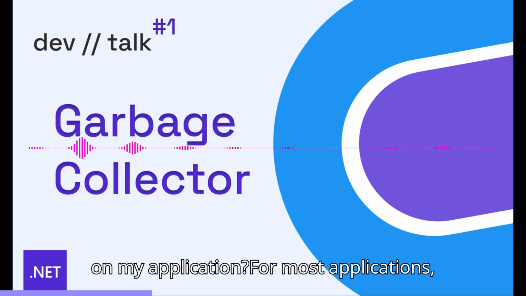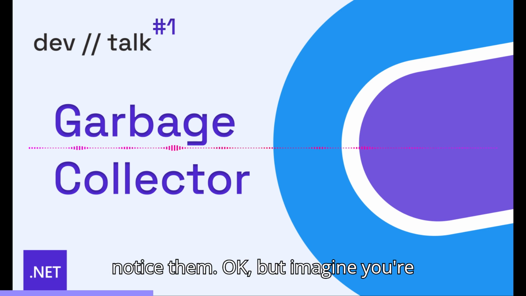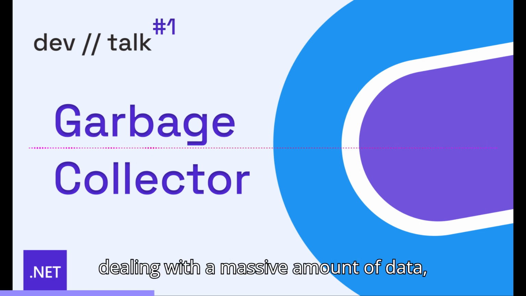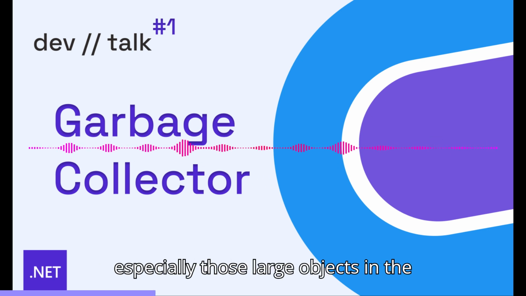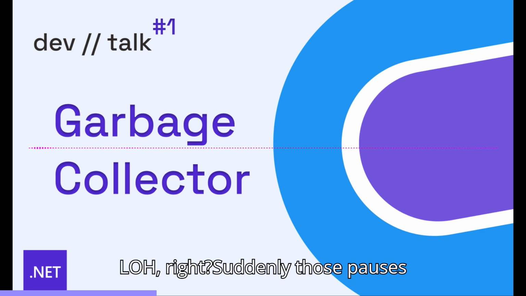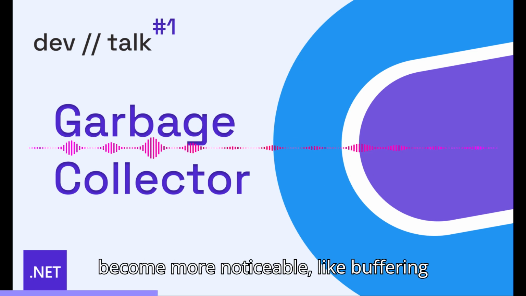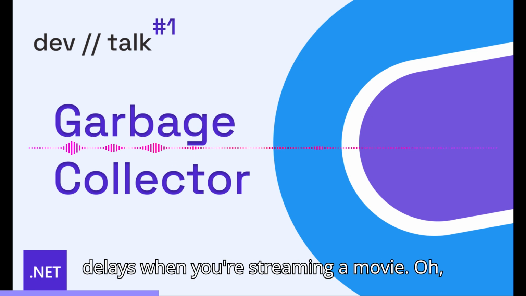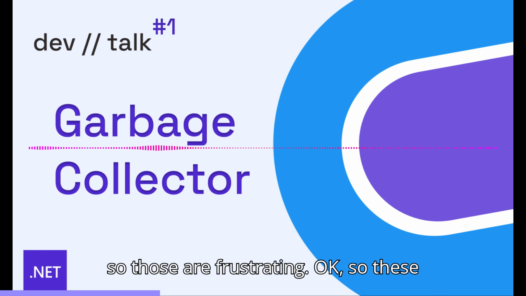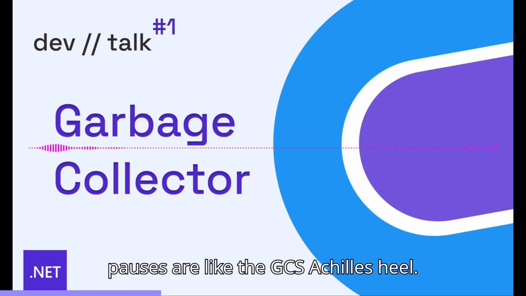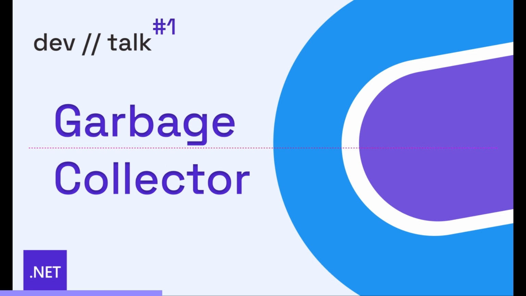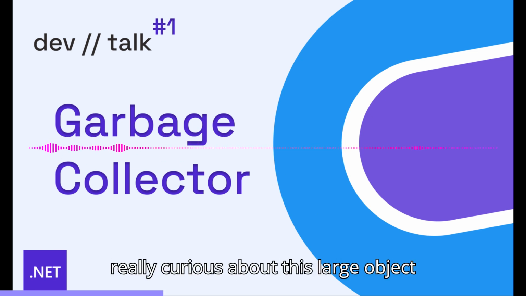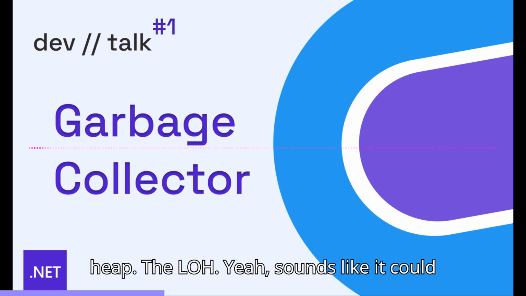For most applications, these pauses are so quick you don't even notice them. But imagine you're dealing with a massive amount of data, especially those large objects in the LOH. Suddenly, those pauses become more noticeable, like buffering delays when you're streaming a movie. Oh, so those are frustrating. So these pauses are like the GC's Achilles heel. You could say that. Now I'm really curious about this large object heap, the LOH.